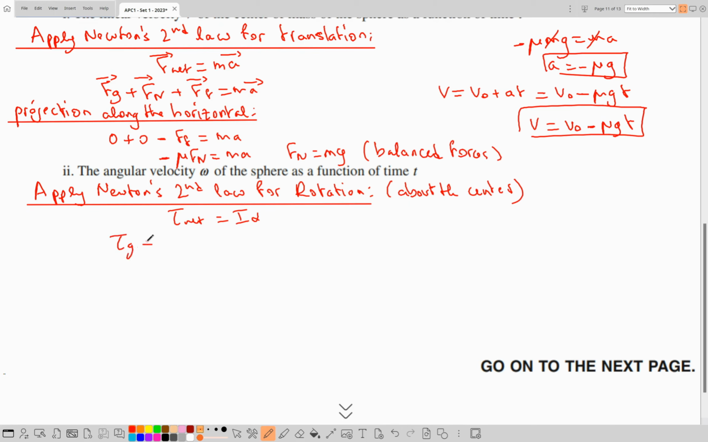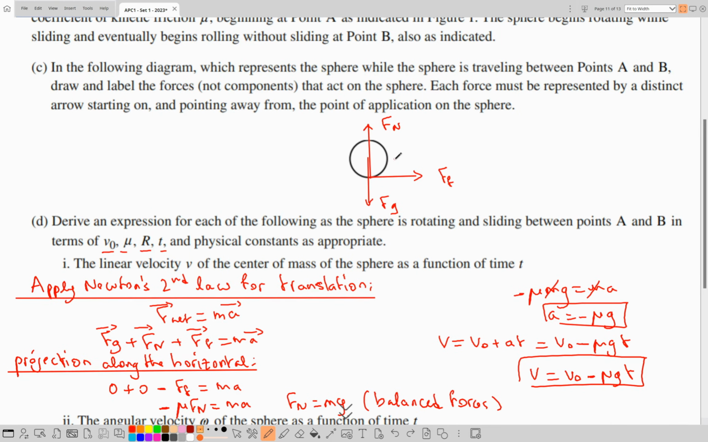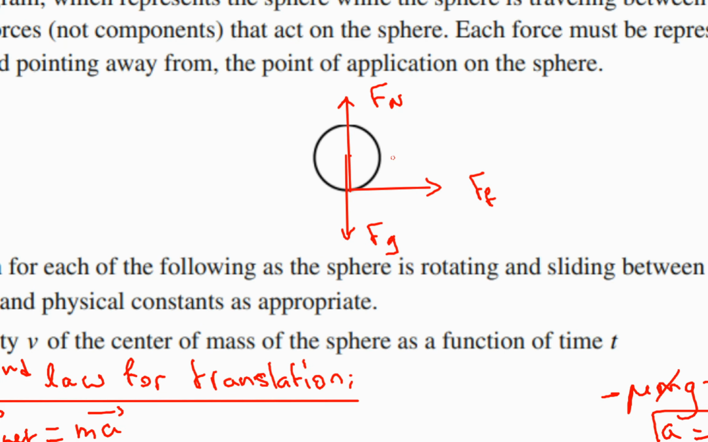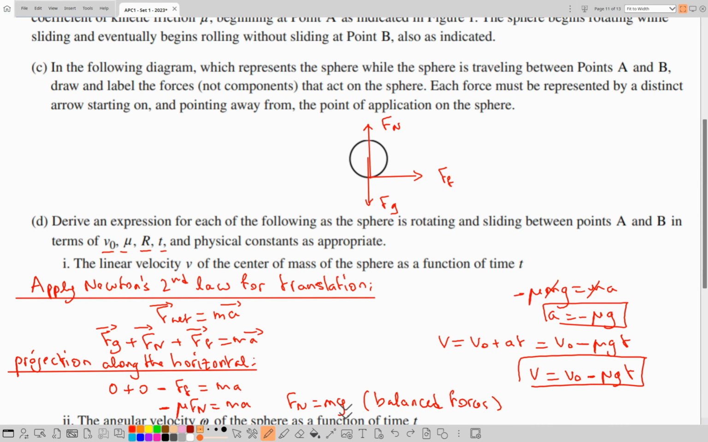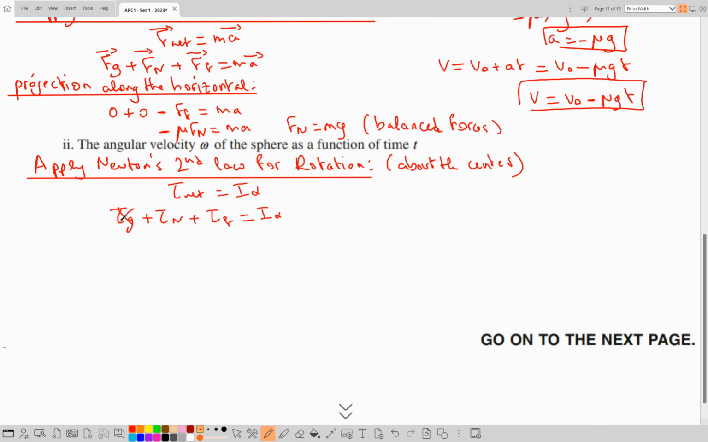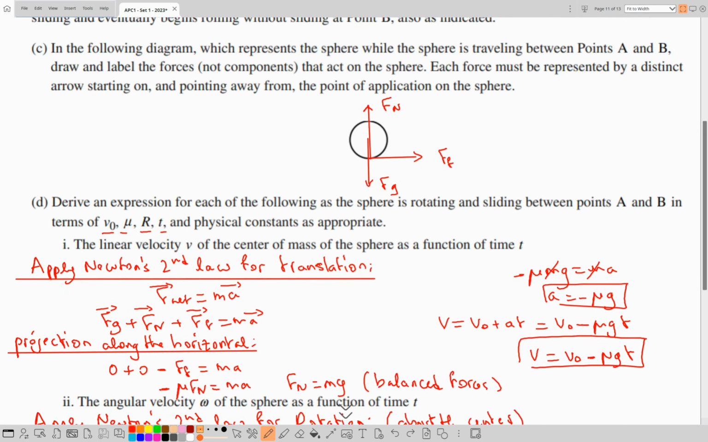Now what are the forces acting on the sphere? We have the torque produced by gravity, by the normal push, and by friction. Luckily, gravity and the normal push don't produce any torque because the line of action of the forces passes through the center. So that would cancel, 0 plus 0. Now what about the torque produced by friction? Remember the definition of the torque: plus or minus the force multiplied by the distance multiplied by the cosine of the angle.